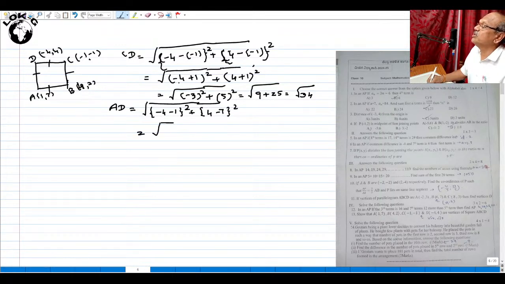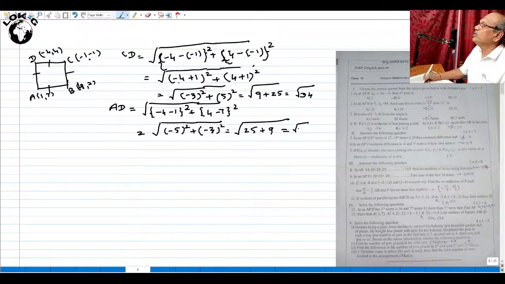Already 3 sides we got the same. You will get it here also. Minus 4 minus 1 is, let us see what we get. Minus 5 square plus 4 minus 7 is minus 3 square. Don't make hurry-burry calculations. Be very cool. Minus 5 square is plus 25. Minus 3 square is 9. Root 34.